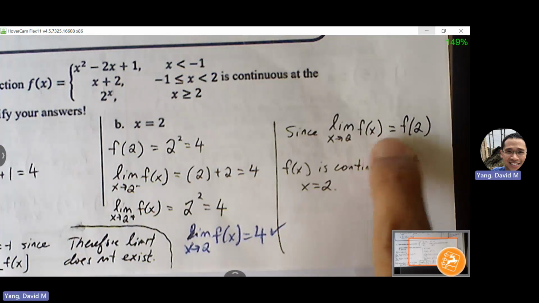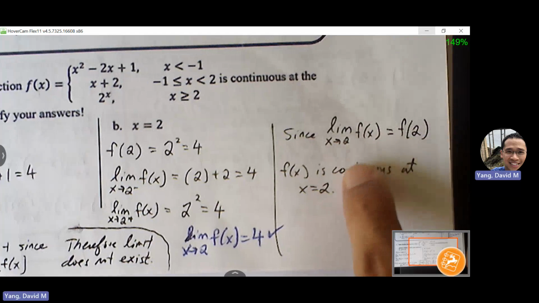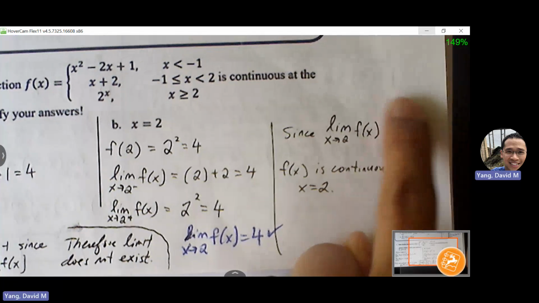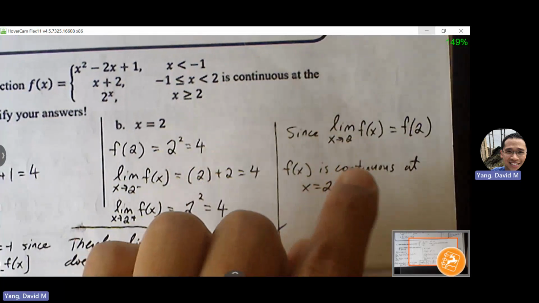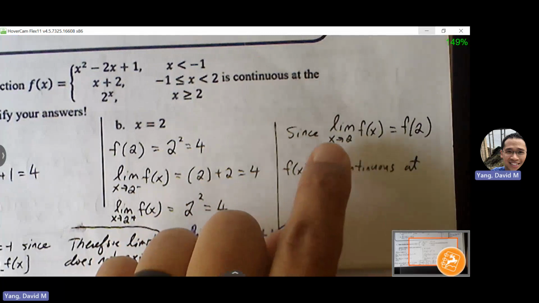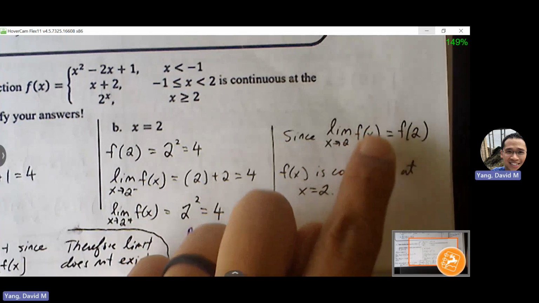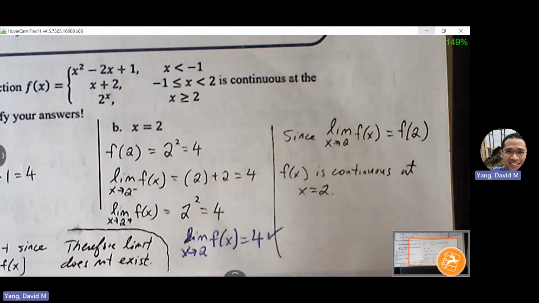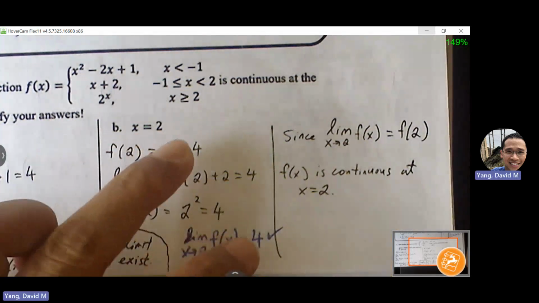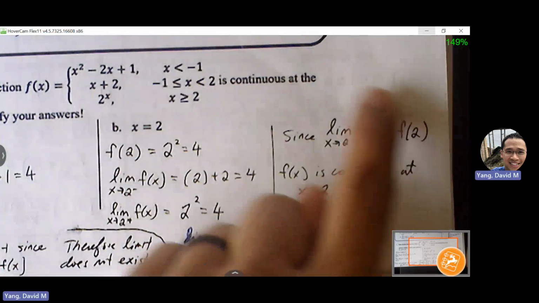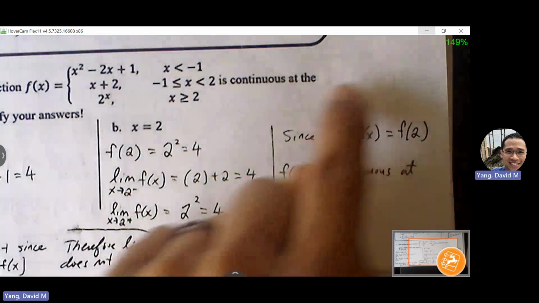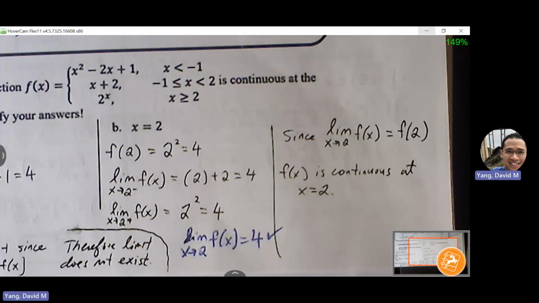Okay. Now, I want you to say more than "since 4 is equal to 4, f of x is continuous." I want you to use this language and actually spell out that third condition and say, since the limit as x approaches 2 of f of x is equal to f of 2, then the function is continuous. So don't just say since 4 is equal to 4. College Board is also looking for that specific language, just like how you see it in the continuity conditions.